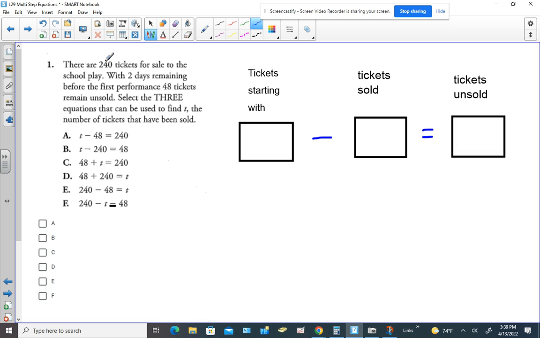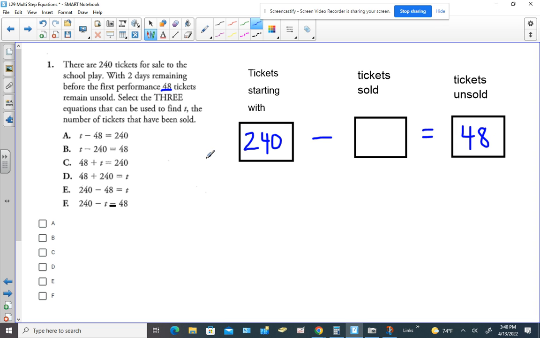Let's read it again. There are 240 tickets for sale to the school play. That would mean that's how many they have altogether, sold and unsold. Let's put that number right here. Now, if we find the number 48 and ask ourselves, what is that? With 2 days remaining before the first performance, 48 tickets remain unsold. That would go right here.